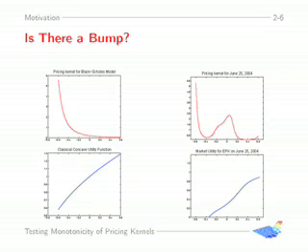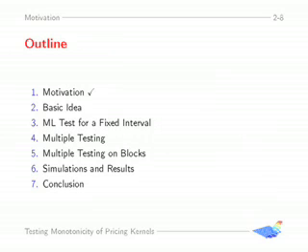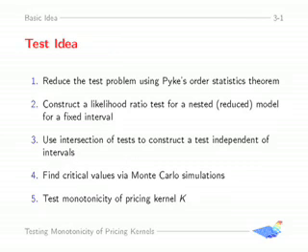Okay, so we go further. Statistically, the problem looks like this. For an increasing sequence of DAX returns x_k, from x_1 to x_n, we'd like to find out if there exists an interval [a, b] such that the ratio of the pricing kernel K, defined as the estimated q over the unknown p, is not monotone decreasing. The main problem here, of course, is that we consider p unknown and q estimated. And this was the motivation.